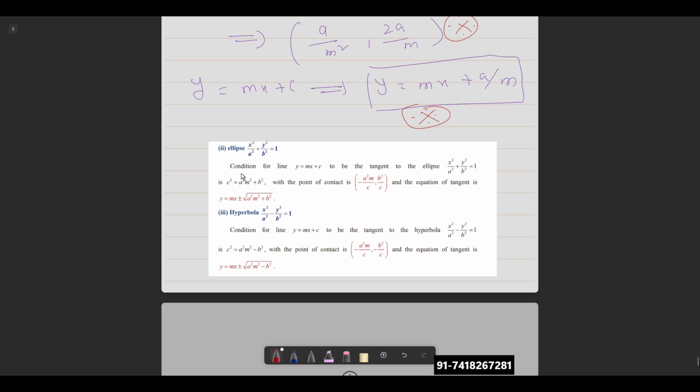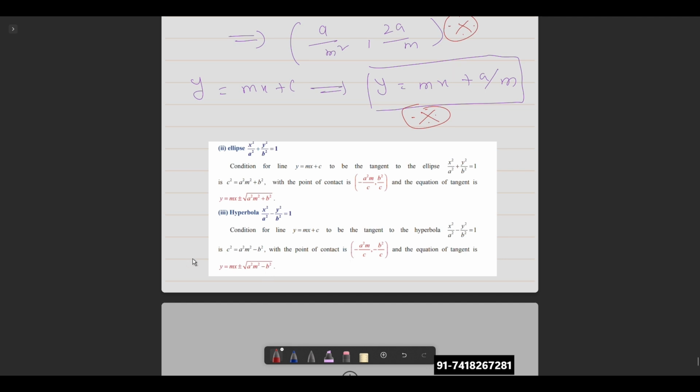Since the time is very limited, the derivation part we will do along with the tangent and normal to the ellipse and hyperbola derivation. Here the condition for y = mx + c to be a tangent is y = mx ± √(a²m² + b²), and the point of contact will be (−a²m/c, b²/c). Similarly for the hyperbola: (−a²m/c, −b²/c). Here one has minus and plus b, and a²m² + b² for the ellipse, and for the hyperbola it will be minus.